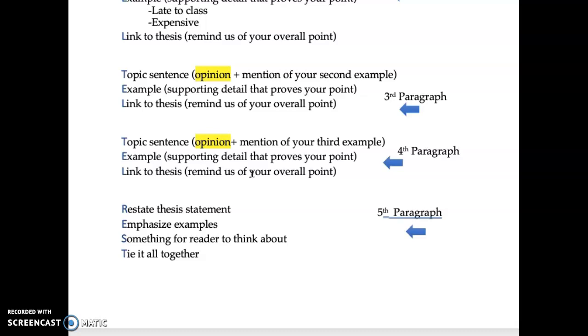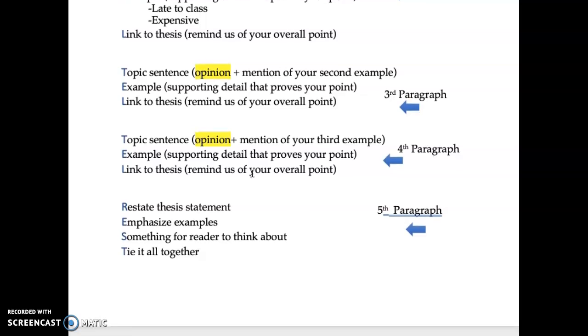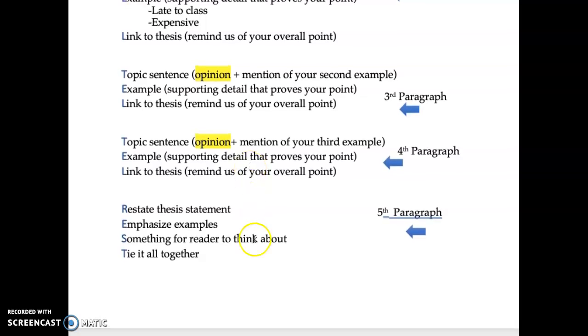Where it becomes individualized and it becomes your paper is how you develop it, and the types of examples that you use, and the way that you emphasize and focus on your point. Lastly, your concluding paragraph should look very similar to what you've done before. The REST acronym. Restate your thesis in a new way.